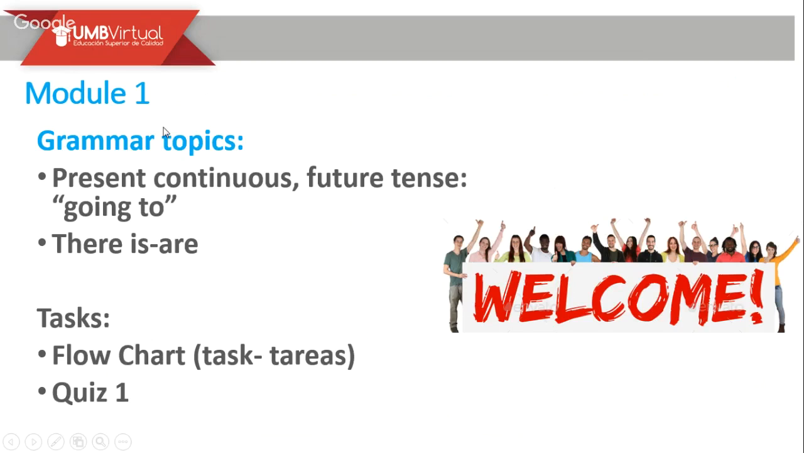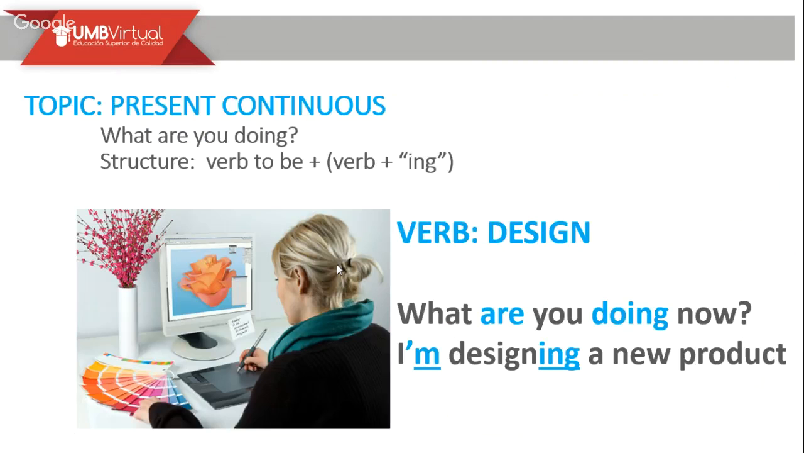Okay. Module 1, grammar topics. So we have present continuous, future tense, going to, there is and there are, and the tasks are going to be a flow chart and the quiz number 1, or the first quiz. Okay. Right here, then we have those topics, so you're going to focus on them. You're going to do different exercises.